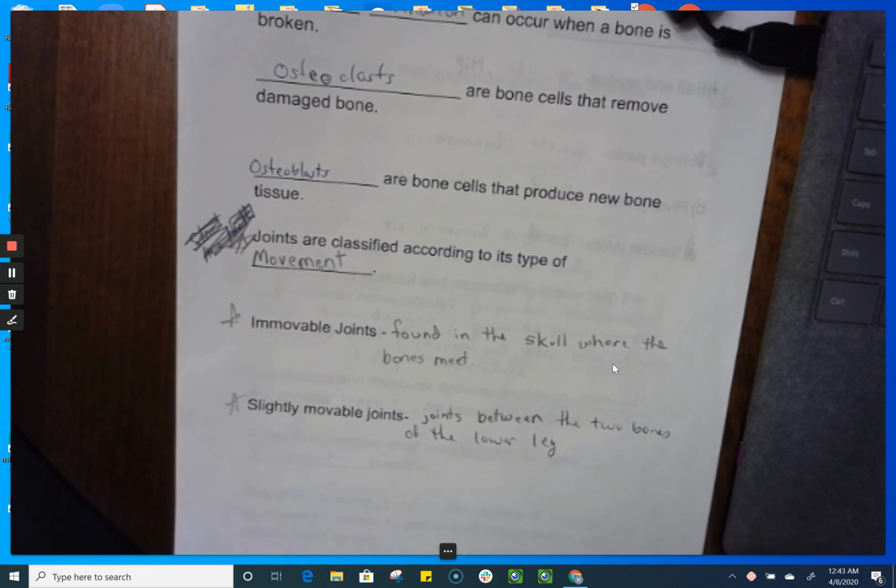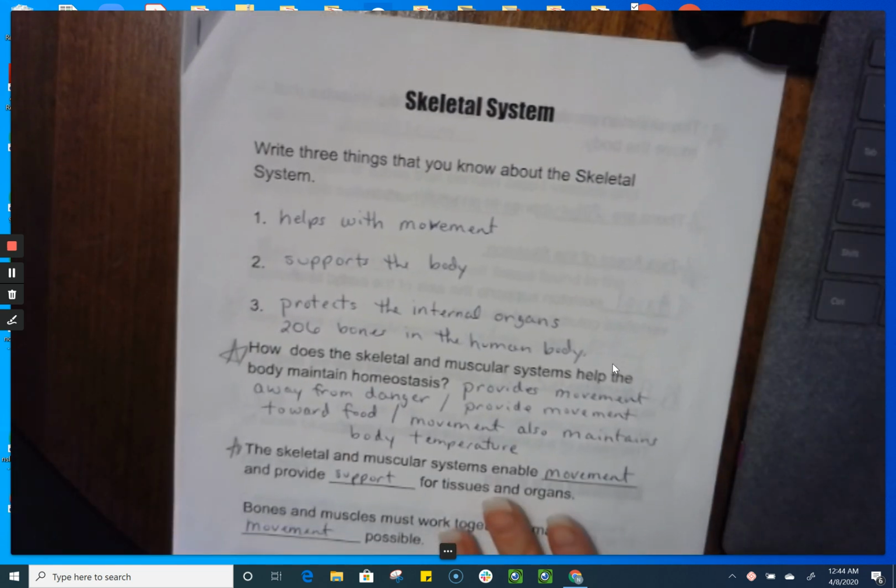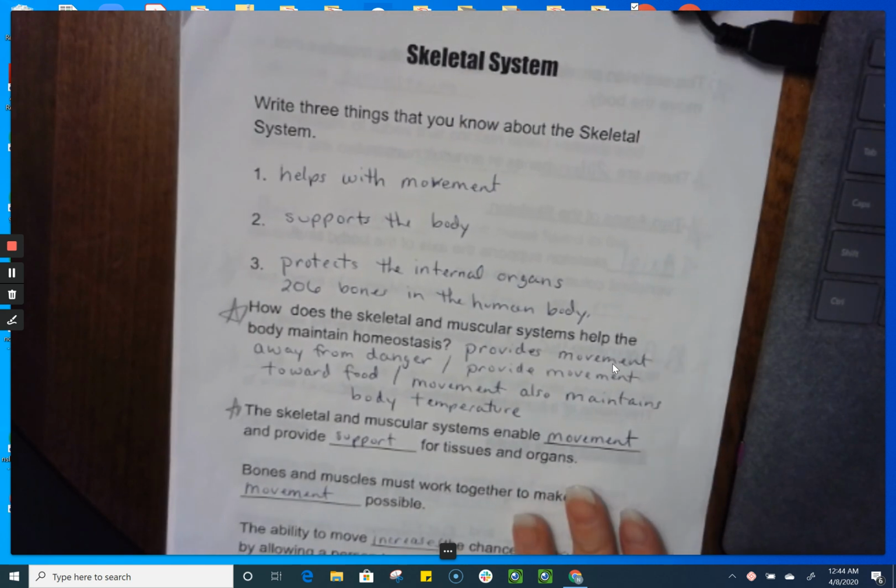Slightly movable joints are found between the two bones of the lower leg. And then you also have more movable joints, like ball and socket, which are found in the shoulder and hips. Hinge joints: think about your knee. Really, the only movement your knee has is a back and forth movement, like a hinge. Pivot joints are in the elbow, and the saddle joints are between the bones of your hands. So that's a real brief overview of the skeletal system from the PowerPoint.